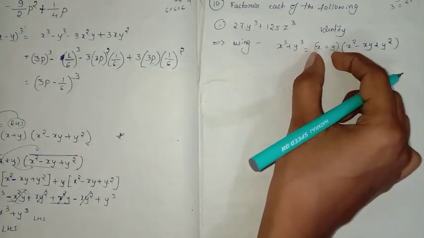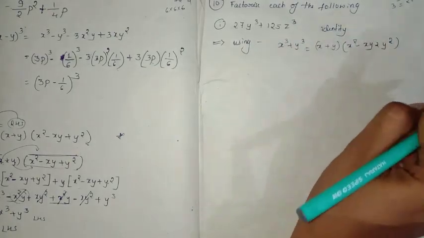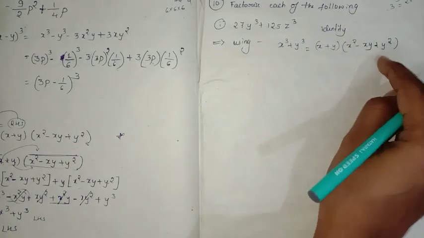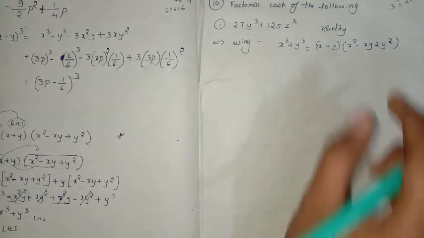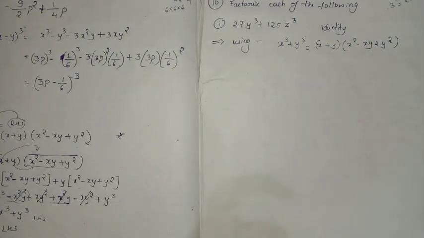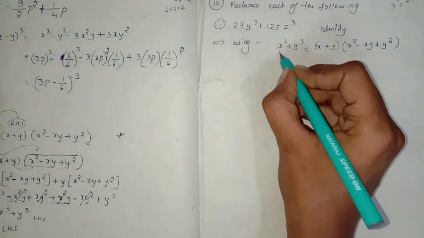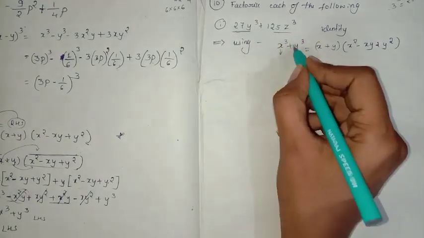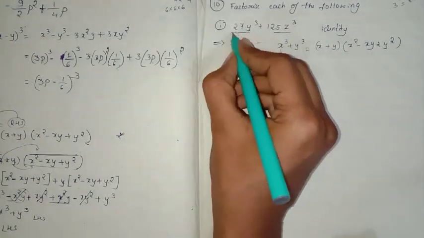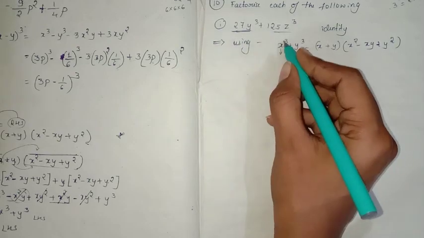First you have to write x plus y, then in the bracket there is a negative sign: x square plus y square minus xy. This is the formula for x cube plus y cube. Now you have to adjust this value to x cube and y cube. So 27y cube you have to adjust to the x cube form.